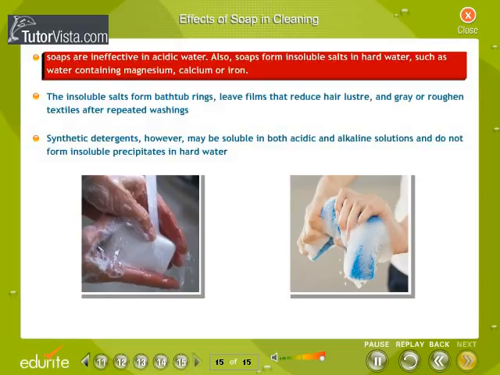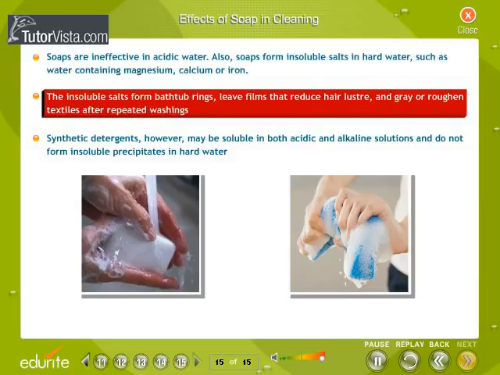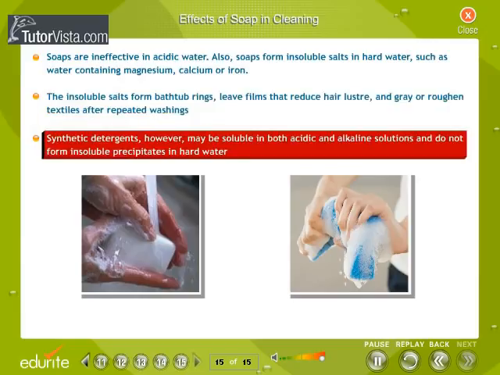Also, soaps form insoluble salts in hard water, such as water containing magnesium, calcium, or iron. The insoluble salts form bathtub rings, leave films that reduce hair luster, and roughen textiles after repeated washings. Synthetic detergents, however, may be soluble in both acidic and alkaline solutions and do not form insoluble precipitates in hard water.